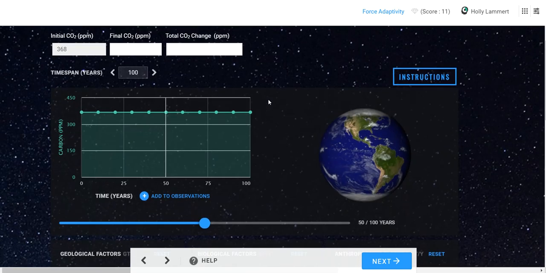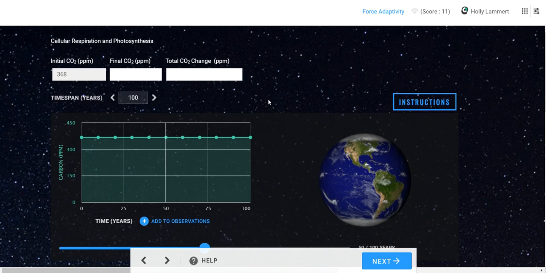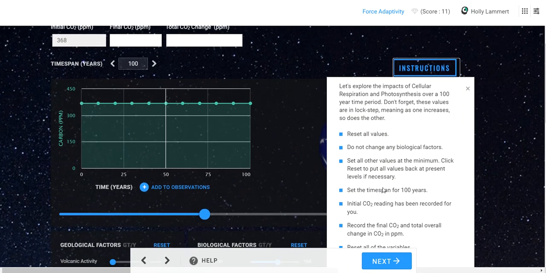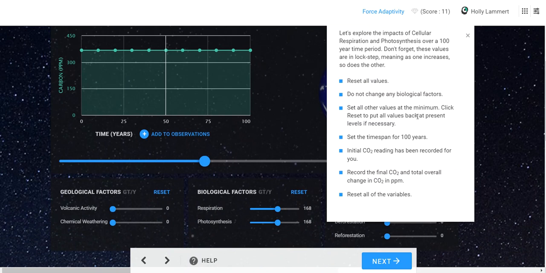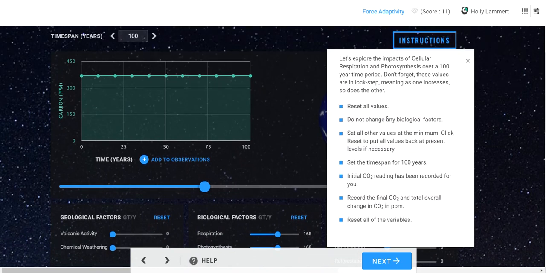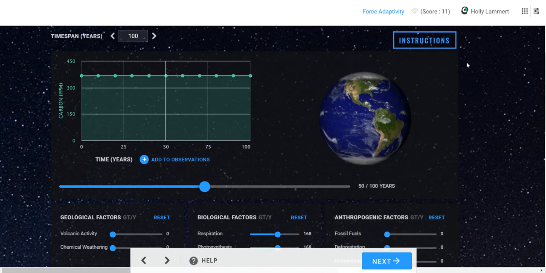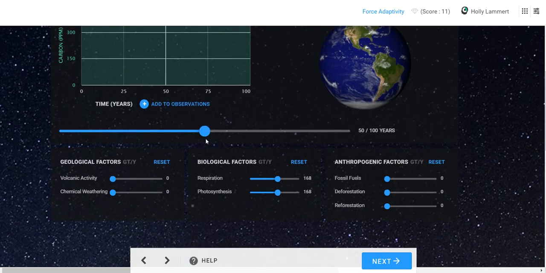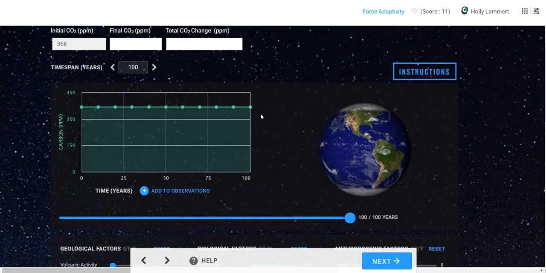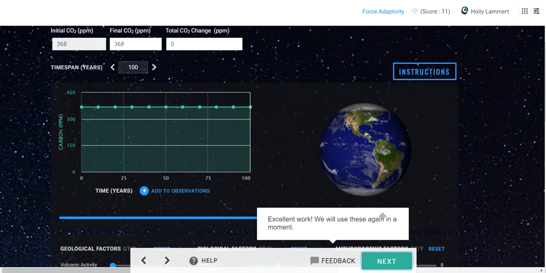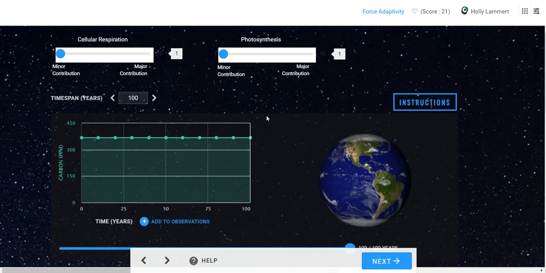Okay, and then we're just looking right now at respiration and photosynthesis. So let's see what these instructions say. Do not change any biological factors. Because these two relate to each other in that lockstep like they talk about, we're going to leave both of them as equal. And so our final CO2 is 368, net change then is 0. Excellent work.